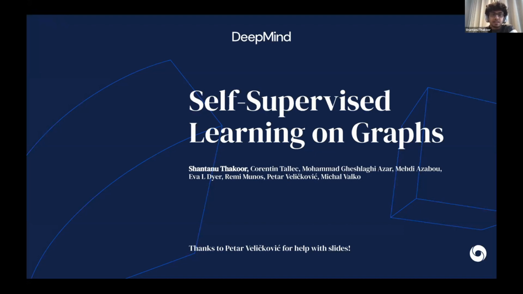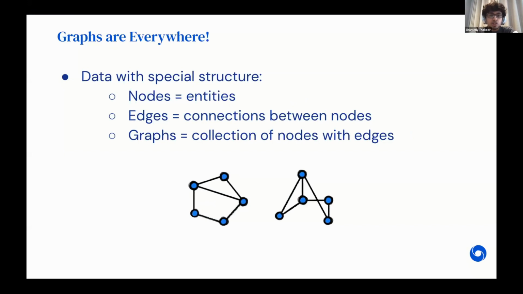Great, so I think Michal presented a very nice introduction to self-supervised learning on images. And for the rest of this talk, we'll focus more on graphs. This is work done with all of these amazing people listed here. Okay. So let's start from the absolute beginning, because maybe people don't have much background in graph learning.